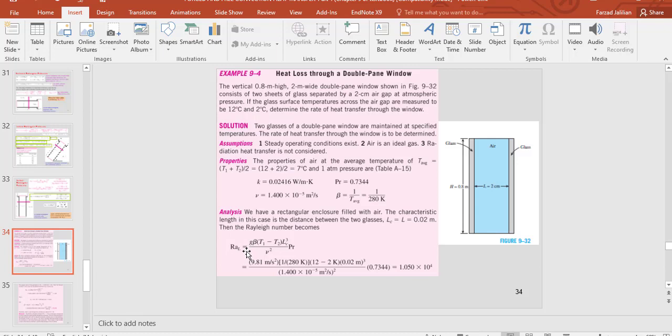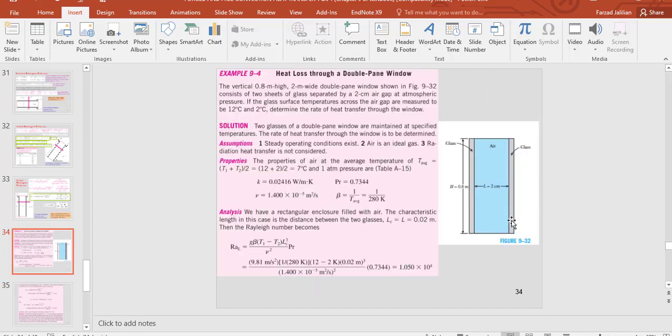The Rayleigh number is equal to g beta times (T1 minus T2) times Lc to the power 3, divided by nu to the power 2, times Pr, the Prandtl number. All of the information is already known. By substitution, we can find this Rayleigh number, and as you can see here, the Rayleigh number is 1 times 10 to the power 4. It is much higher than 1700. So we will have convection heat transfer, or natural convection heat transfer actually.